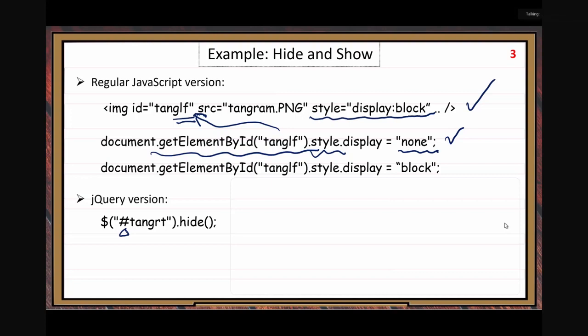It's a small amount of code. Similarly, to show, in double quotes hash 10 RT, you select that image, you call the show function, so it appears again. That's simple. Just these two examples. After you download them, you can play around. Now let me show you the demo. Very simple.